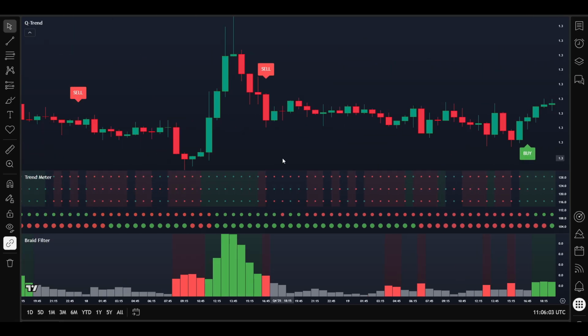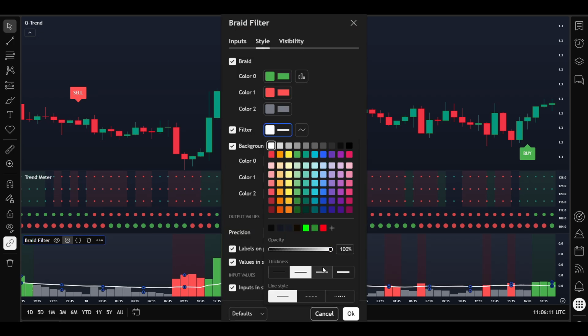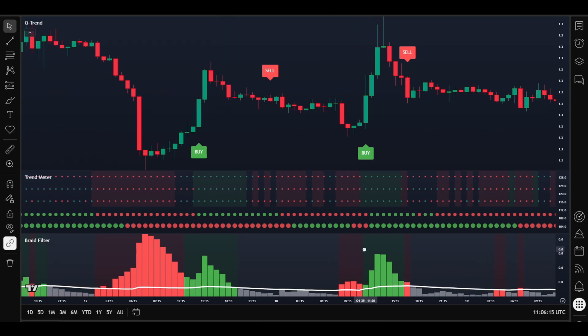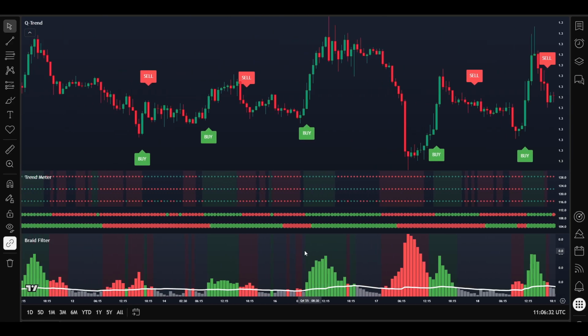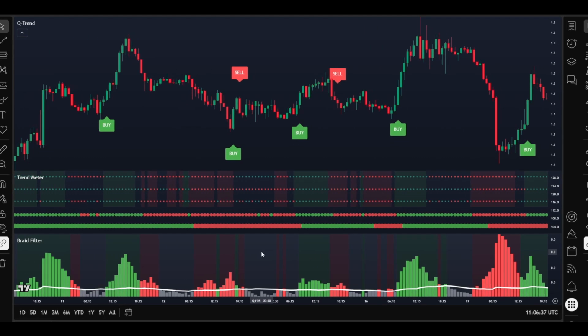Braid Filter. Enable the filter line and set it to white so it is easy to read. Reading rule. The current braid bar must match the trade direction and must close above its white average. Green above the average confirms bullish participation. Red above the average confirms bearish participation. Gray or any bar below the average means stand aside. This is your "do we have fuel" check. No fuel, no trade.